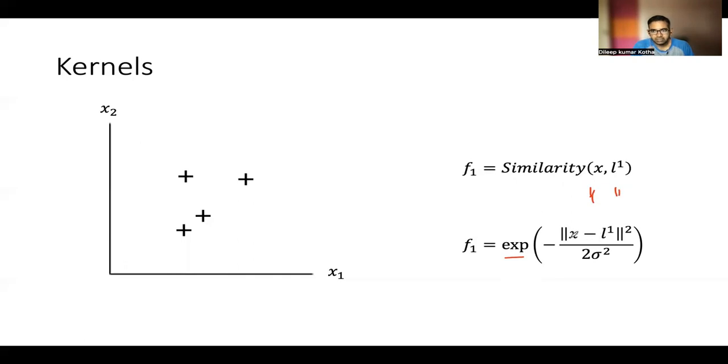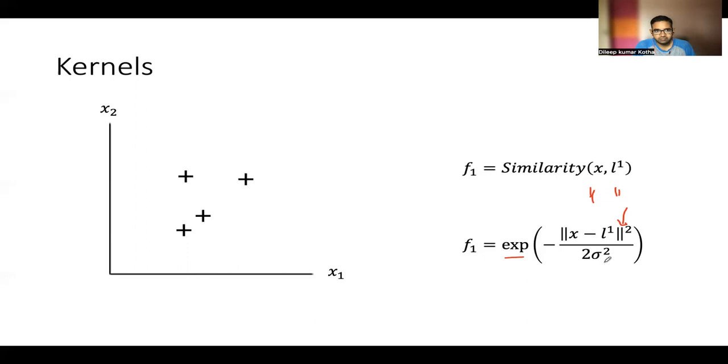Say for example, you have x1, x2 features, okay, and the distance from L1 will be x1 minus L1 square plus x2 minus L2 square. That's it. So there's nothing complicated about this upper term, and divided by 2 multiplied by sigma square. So the sigma also, it's a constant which we give.